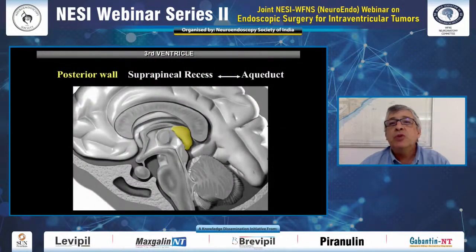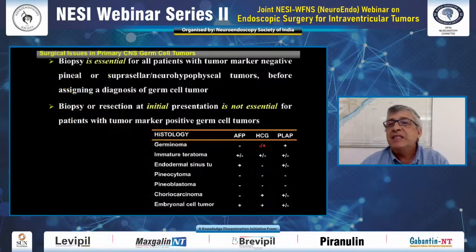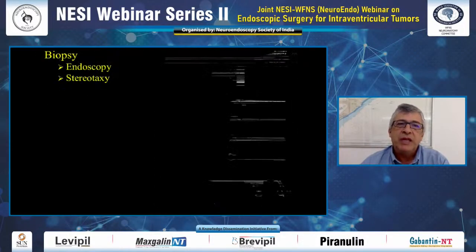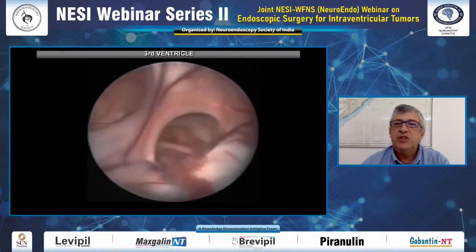So the posterior wall goes from the suprapineal recess to the aqueduct. The most important is the pineal gland. In that situation, it's very good to do a biopsy, not to remove the tumor. We do a biopsy when the serum marker is negative. All the time you do a biopsy like that. They use the two-burr-hole approach. I put the entry point in the middle. It's possible to do a third ventriculostomy and remove a piece of the tumor.